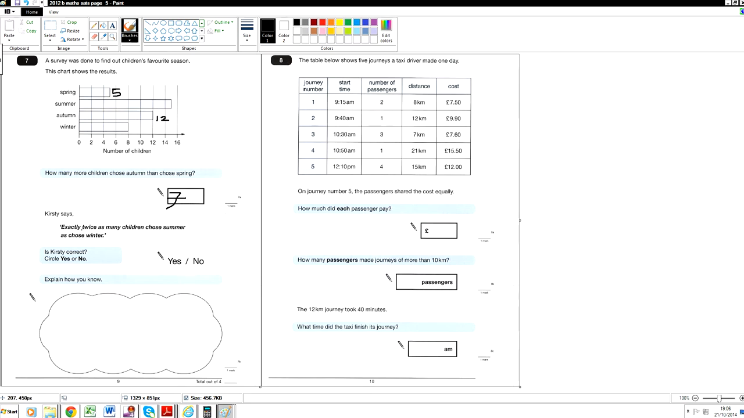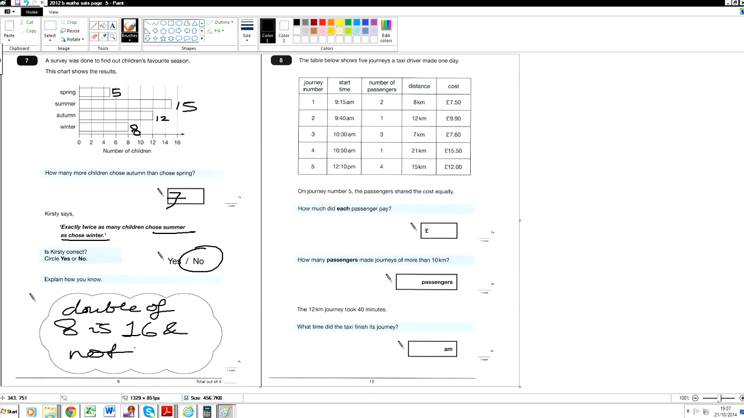Kirsty says exactly twice as many children chose summer as chose winter. Is Kirsty correct? Yes or no? No. Okay, so let's have a look. Summer is 15. And what is it for winter? 8. So the answer is no. The reason is double 8 is 16 and not 15. And that's the reason.